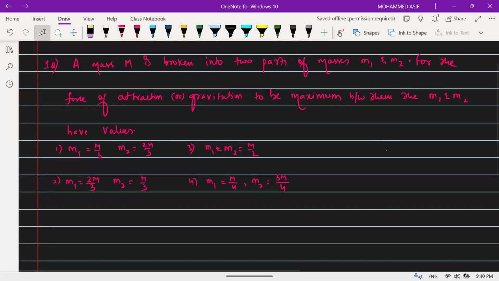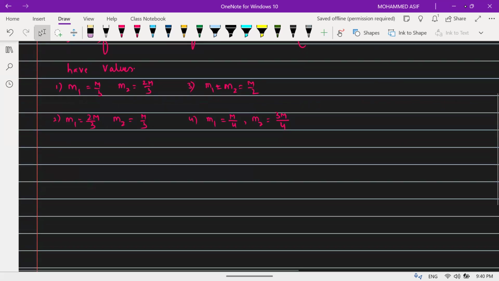Mass of capital M is broken into two parts of masses M1 and M2. Now the force of attraction or gravitation to be maximum between them, the M1 and M2 should have what values?